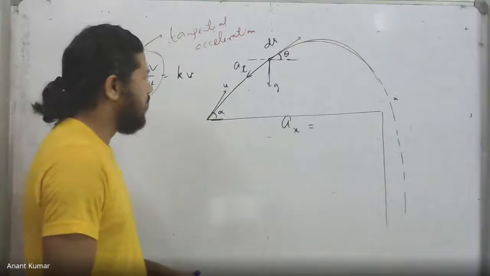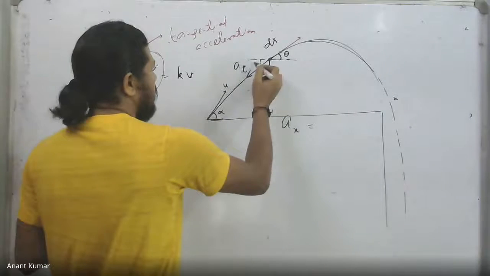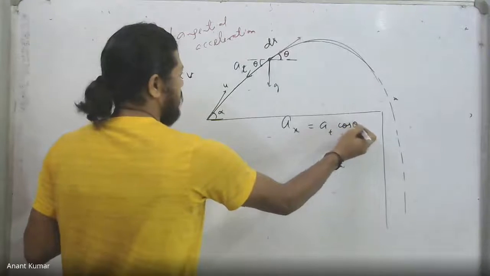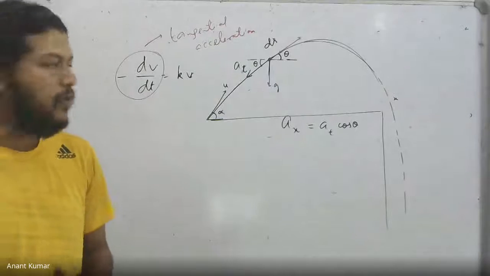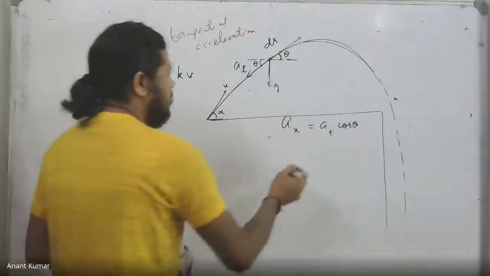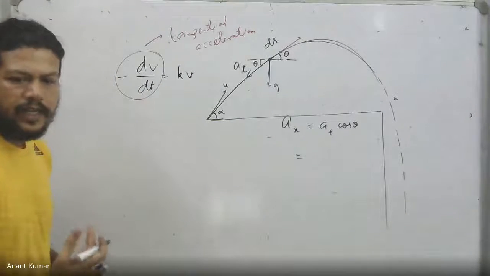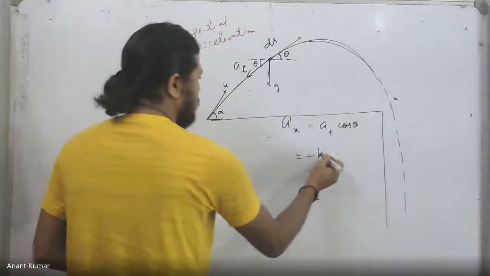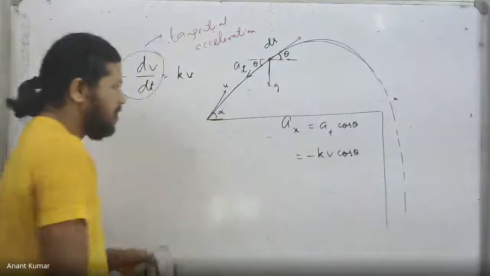For that case, if I consider the x acceleration, I see that this will be nothing but a_t cos theta, where theta is the instantaneous angle which the velocity vector forms with the horizontal. This is the angle right now, okay? But a_t is already minus kv, because a_t is a tangential acceleration. I can take this minus on this side. So I actually get minus k into v cos theta. That becomes the x acceleration.